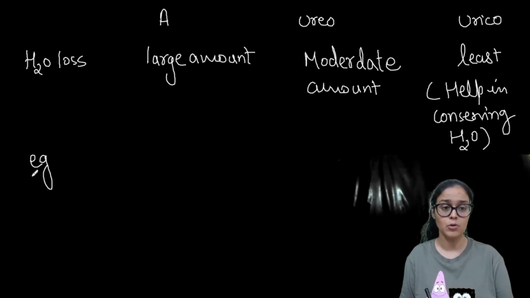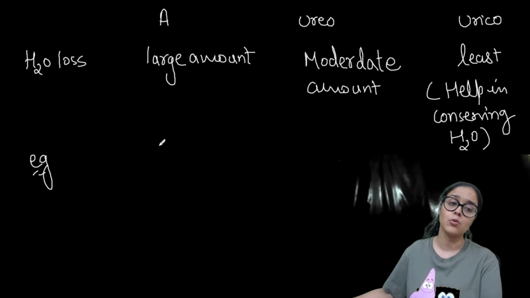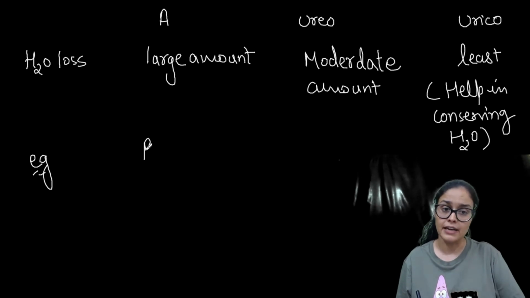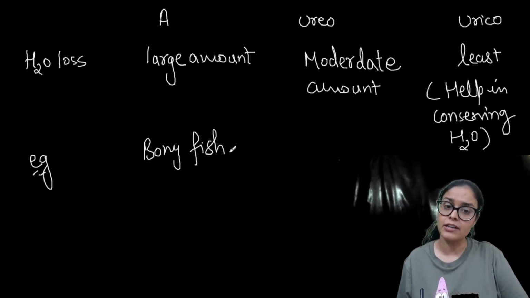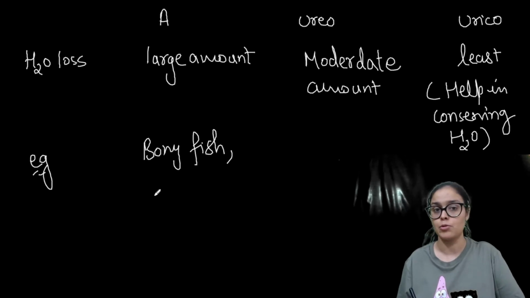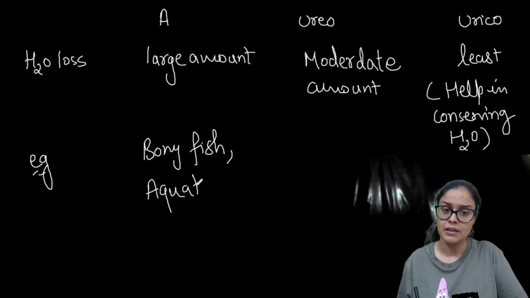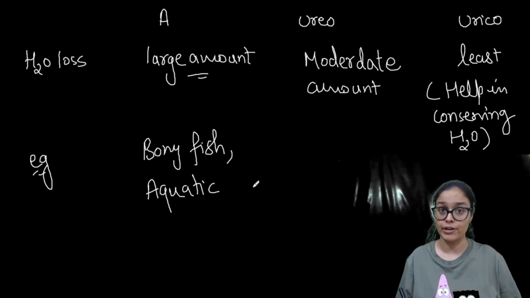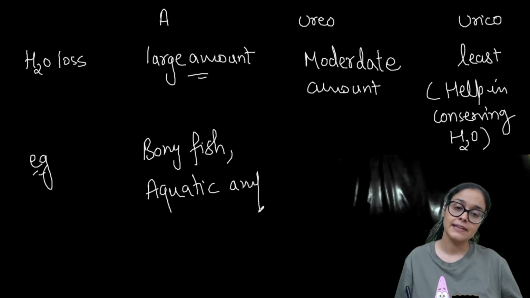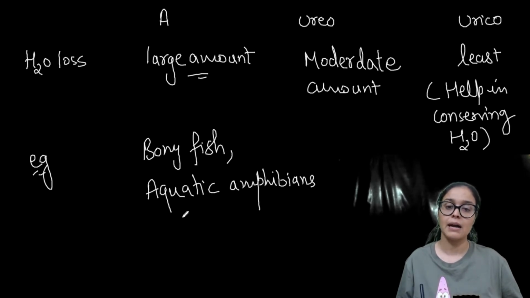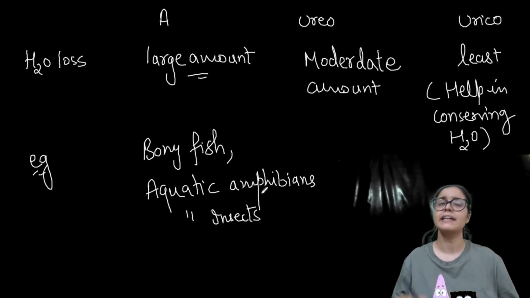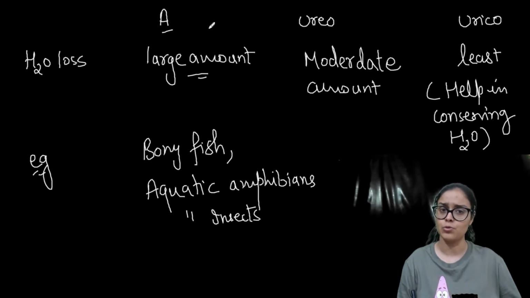So what is the example of ammoniotelic? When we talk about ammoniotelic, we have examples like bony fish. They are ammoniotelic. And most of the aquatic organisms release ammonia, for example aquatic amphibians. Most of the aquatic organisms excrete ammonia, right? Because they only can afford to lose a huge amount of water, not normal terrestrial organisms. Aquatic amphibians, like their larva. Another example is aquatic insects. So these can afford to lose a huge amount of water with ammonia, right? And most of the aquatic invertebrates also have ammonia as the chief excretory waste.